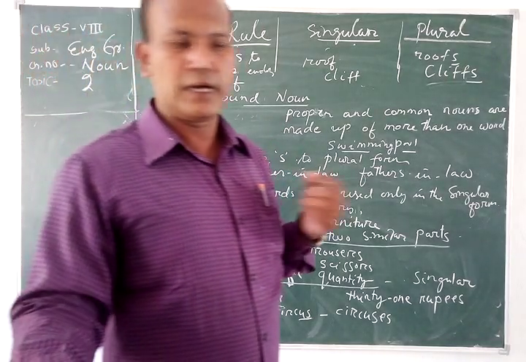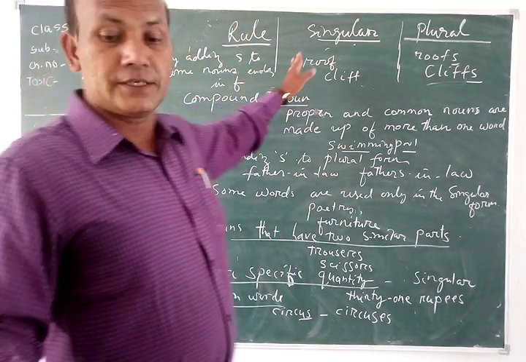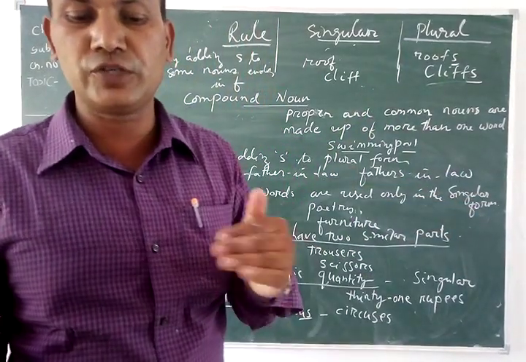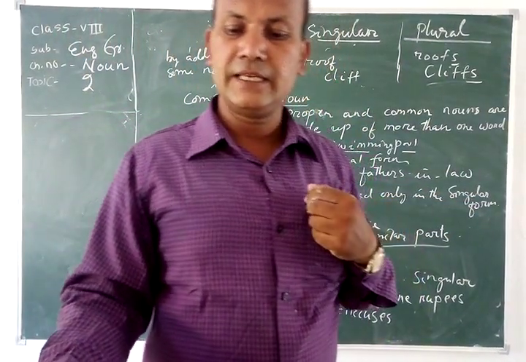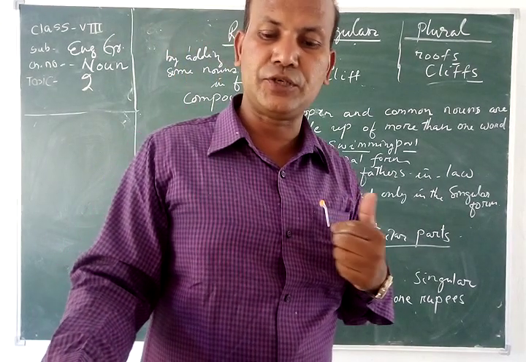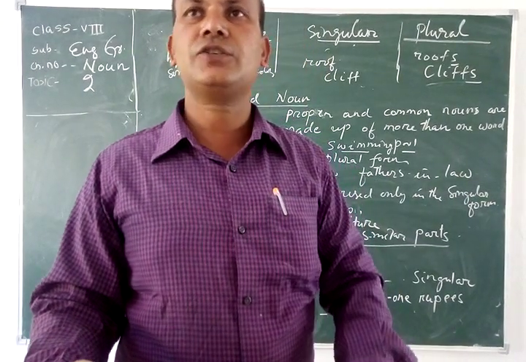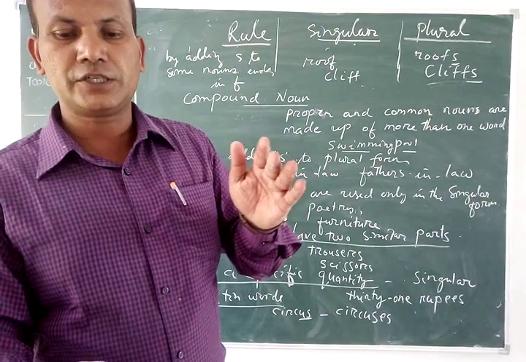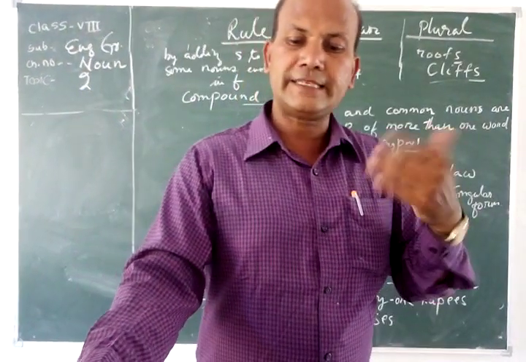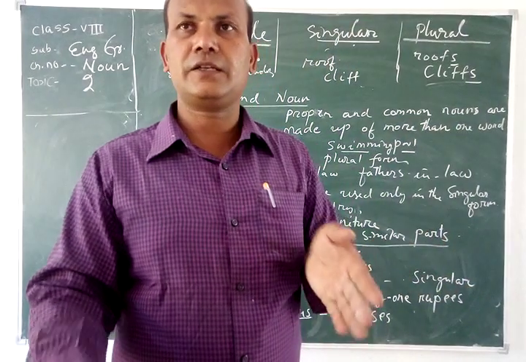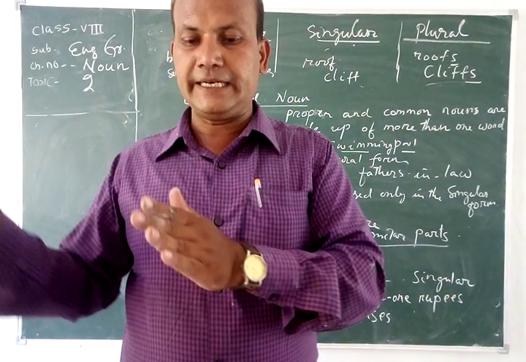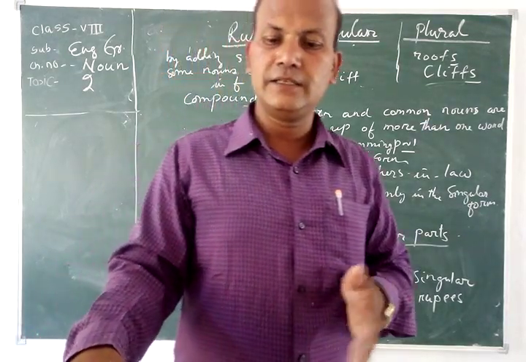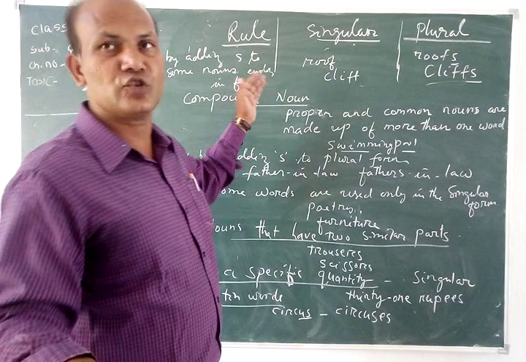So, student, one point I have to tell: some nouns are the same in both singular and plural, just like deer, aircraft. And some of the nouns have exceptions, just like child, children, mouse, mice. Yeah, these are some of the exceptions you have to know.